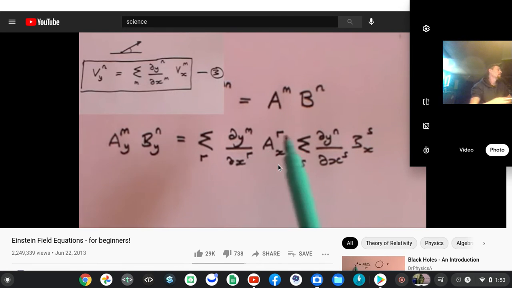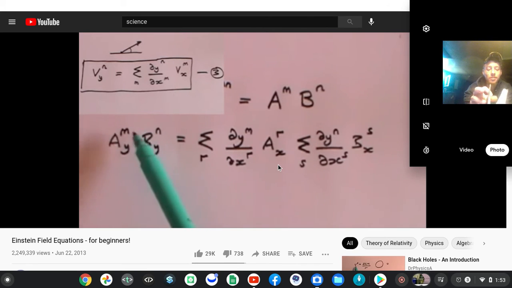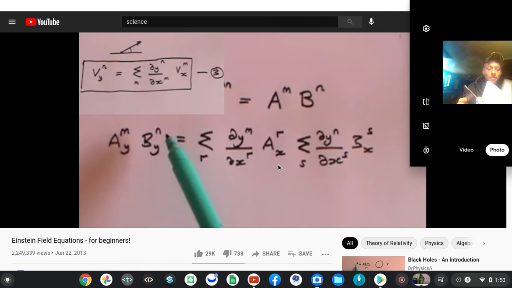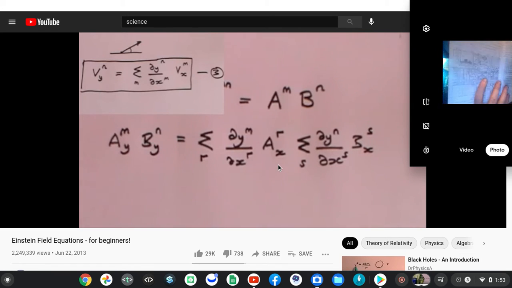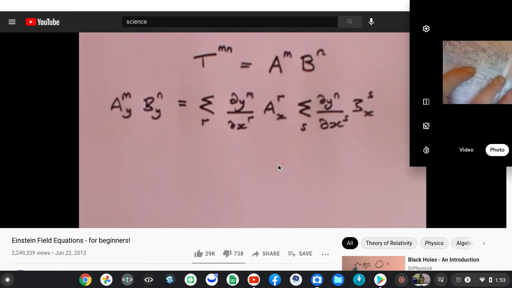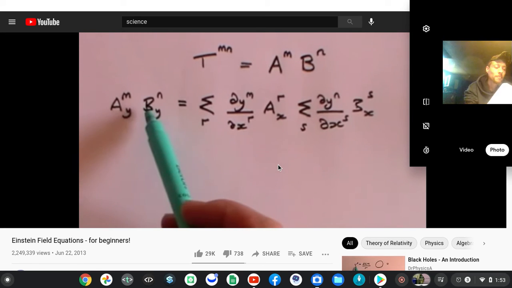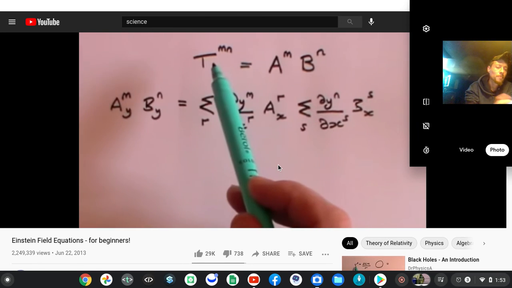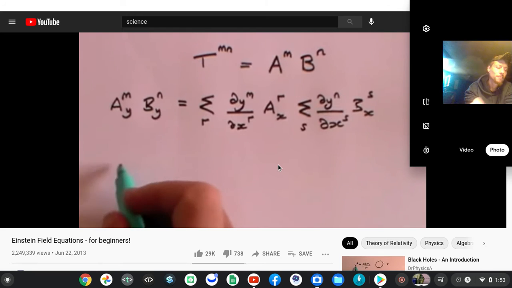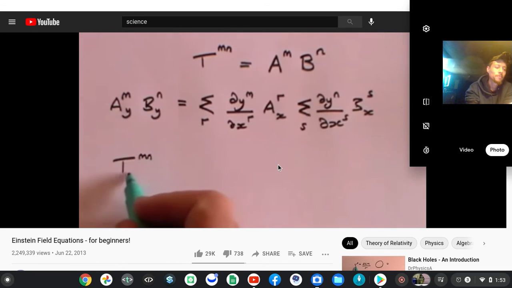So you sum over the r terms and you sum over the s terms, but m and n are chosen. They're the values you happen to choose for this particular equation. Well, let's look and see what this reduces to. Firstly, A m B n, well, that's just the tensor T m n in the Y frame of reference.